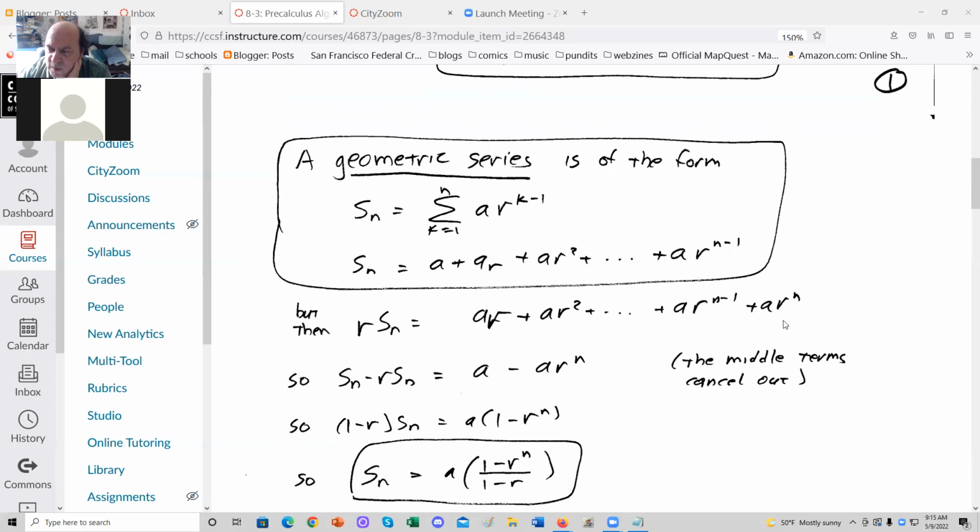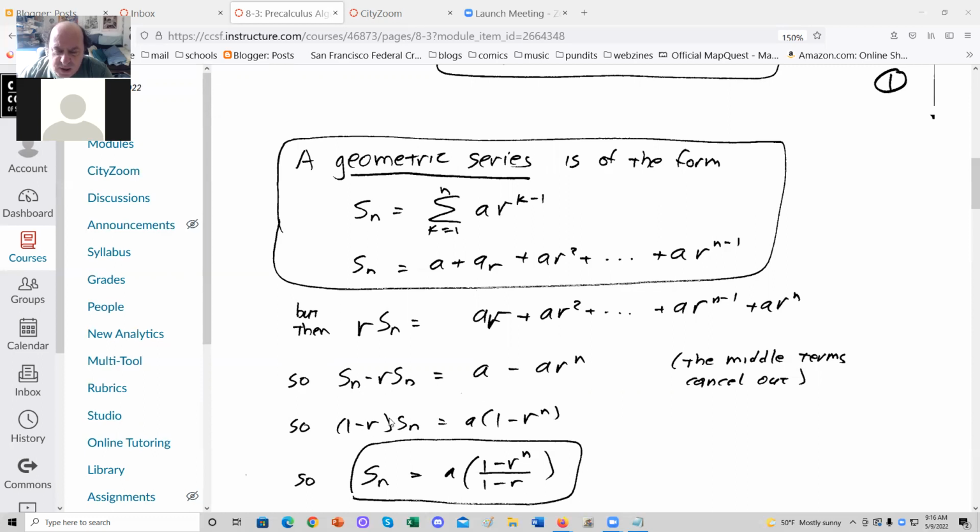They just differ from the first term here and the last term here. So here's what we do. We subtract S_n minus R S_n. Term A survives. All these middle terms cancel out. So AR to the n survives with the minus. So S_n minus R S_n equals A minus AR to the n.